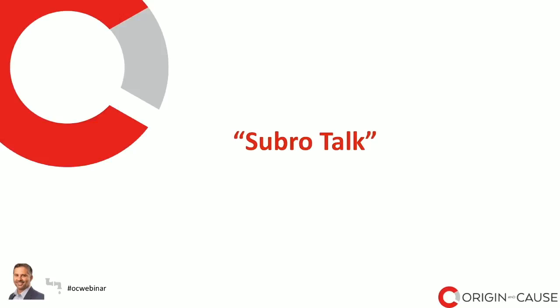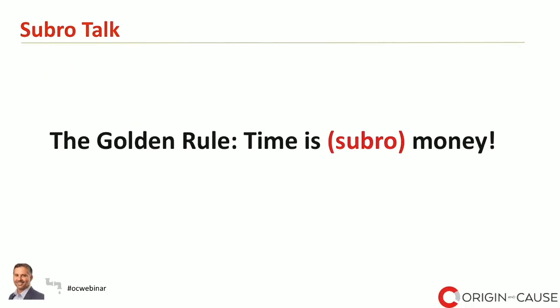This brings us to the final section of the webinar, Subro Talk. There are a couple of tricks I'd like to share with you when it comes to preparing for subrogation. I mentioned this concept in the beginning of the webinar, but I really want to stress it again. I'd like to introduce you to what Origin and Causes President Masin Habash calls the golden rule, and that is, time is subro money. When it comes to subrogation, time is of the essence.